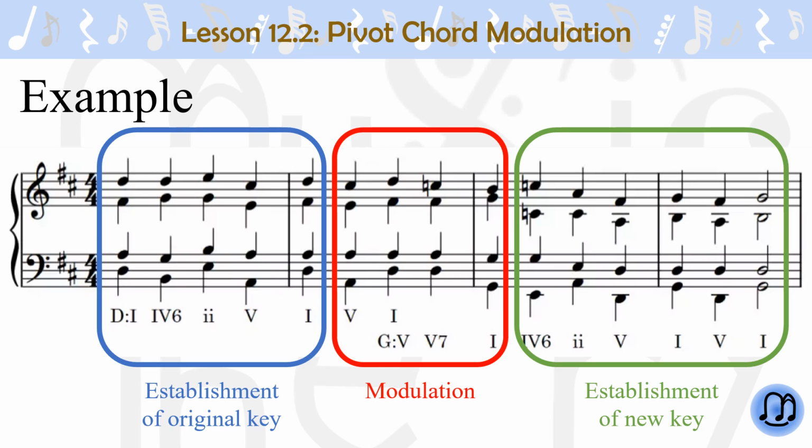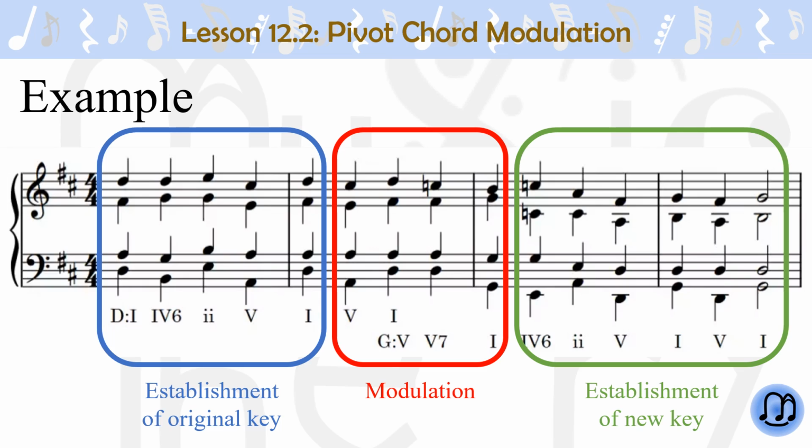This example shows the three parts of a modulating chord progression. This progression modulates from D major to G major. The establishment of the original key in the blue rectangle is from the beginning of the first beat to the second measure. The progression is 1, 4, 6, 2, 5, 1 in D major, ending with a perfect authentic cadence. The modulation in red is from the second beat of the second measure to the first beat of the third measure. It is a pivot chord modulation from D major to G major.